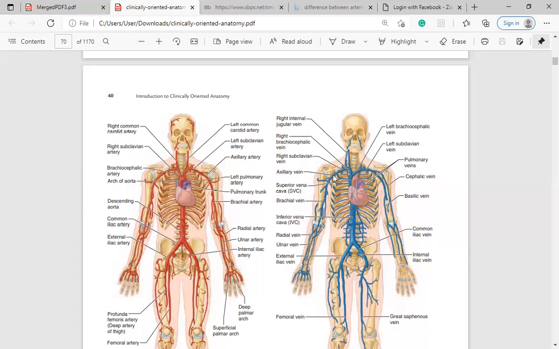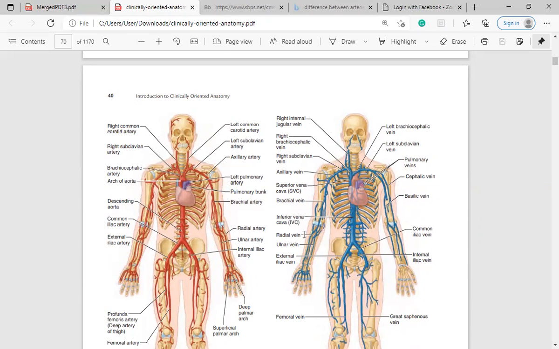And then from the axillary vein, you come down, you see the brachial vein. Instead of the brachial artery, you see the brachial vein. And then that brachial vein comes down, you now have the radial vein.